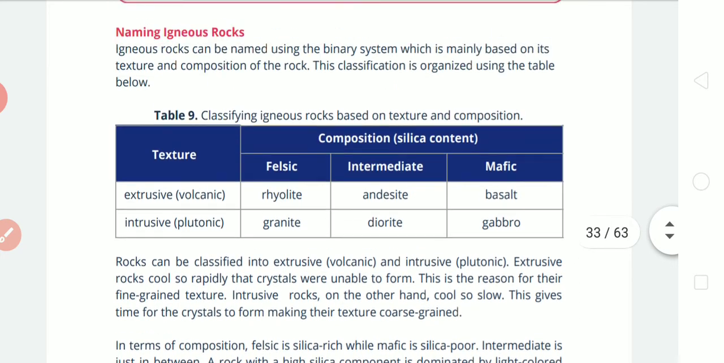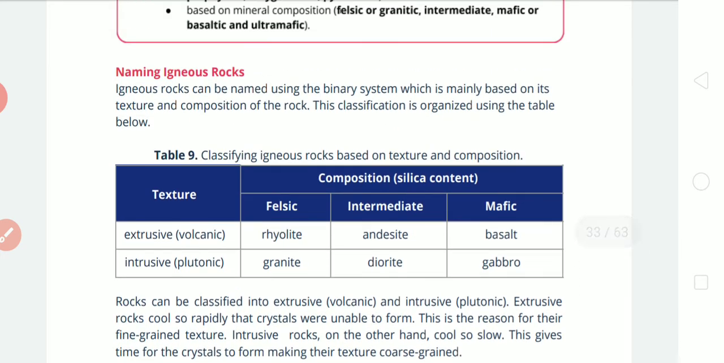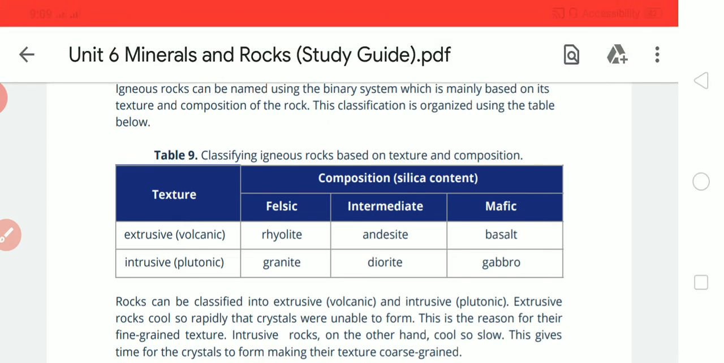Okay. So here is an example of how you can identify and name a certain type of igneous rock. Igneous rock can be named using the binary system, which is mainly based on its texture and composition of the rock. This classification is organized using the table.